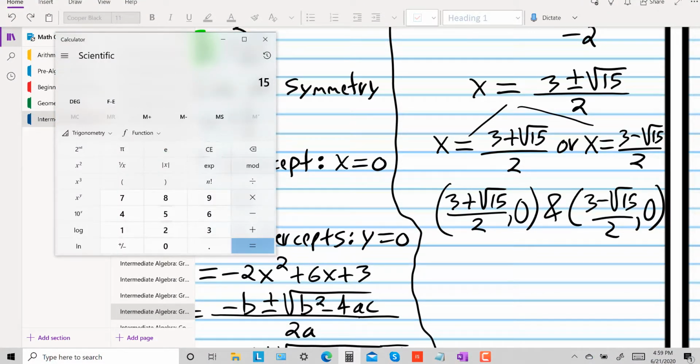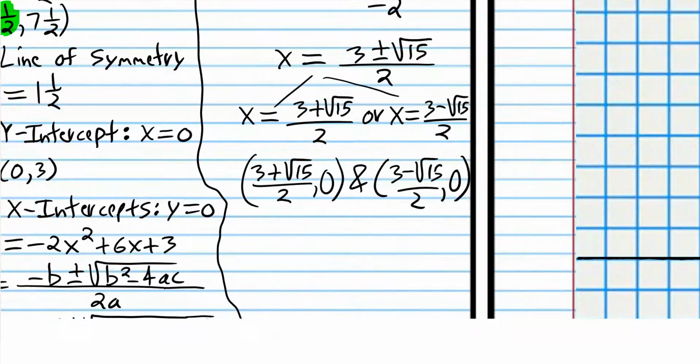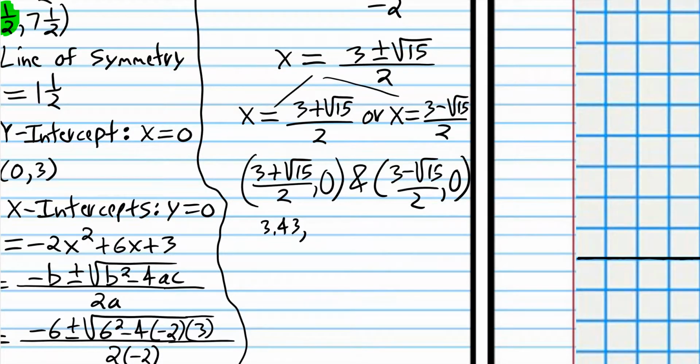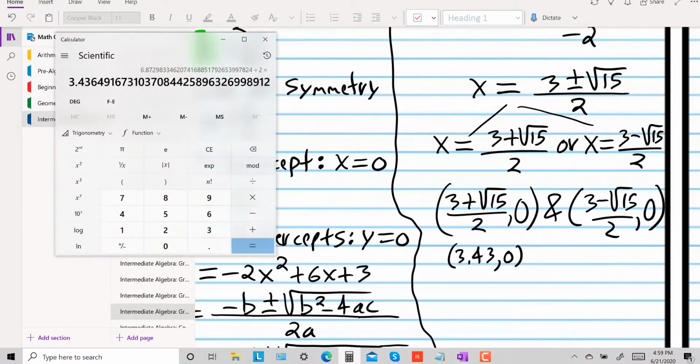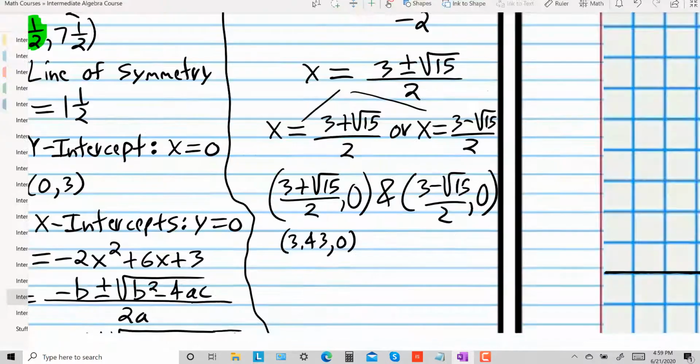And I'm going to write 15 and then the square root button, and then plus 3 equals, and then divided by 2 equals 3.43. So 3.43. So that gives us an idea of where that number is going to be on the actual x-axis. Then we're going to write 15 and then square root button, and then change it to a negative by pushing the plus minus sign, and then add that to 3 and then equals, and then divided by 2 equals, and we get negative 0.43. So negative 0.43.